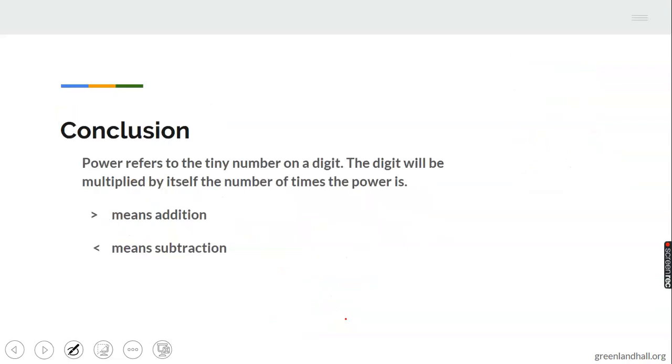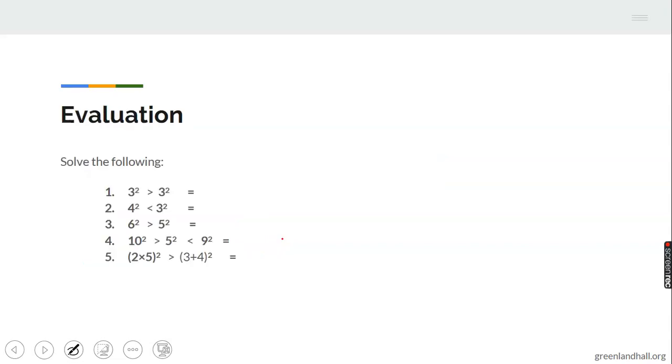Okay. Now, in conclusion, we have learned that power refers to the tiny number on a digit. The digit will be multiplied by itself the number of times the power is. And in this lesson, we've seen that this sign, which is the greater than sign, means addition. And this other sign, which is the less than sign, means subtraction. Is that taken? Okay.